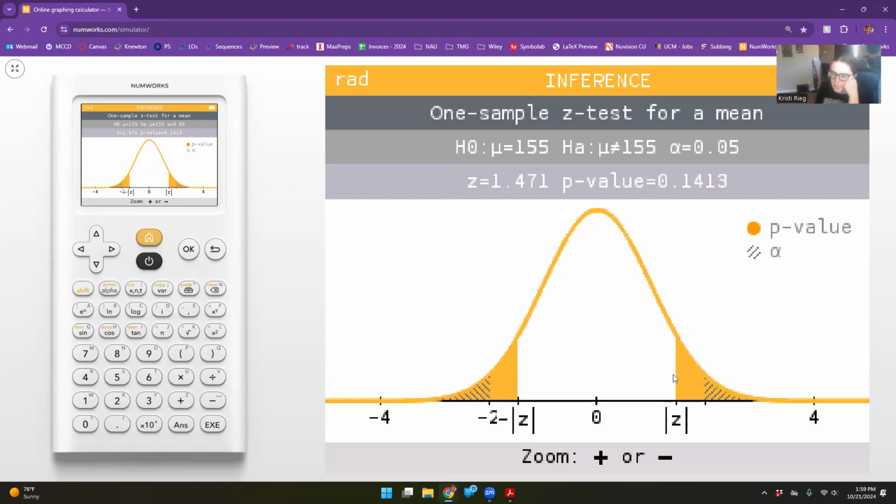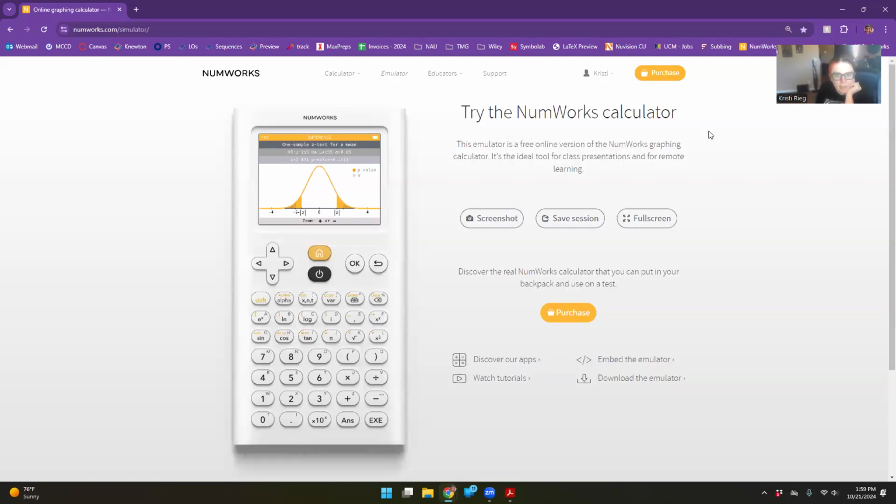Here, I can see that this is bigger than our alpha. So this is in the do not reject. This is bigger than my alpha, so this is in the do not reject. If I was going to reject, it would have to only be in the shaded part. So since it's over here, we will not reject. If P is greater than alpha, we do not reject.